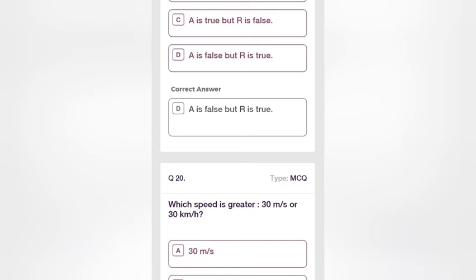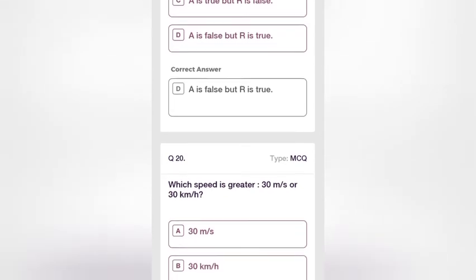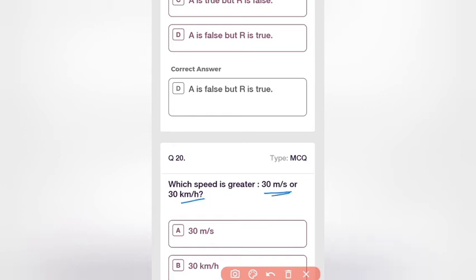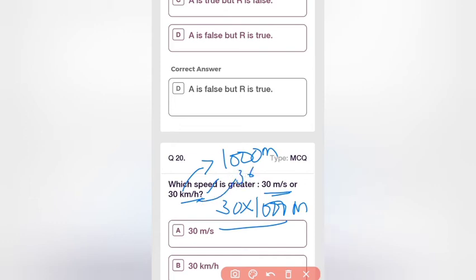Which speed is greater, 30 meter per second or 30 kilometer per hour? Either we have to convert kilometer per hour to meter per second or meter per second to kilometer per hour. I will convert kilometer per hour to meter per second. So 1 kilometer is equal to 1000 meter, so 1000 meter divided by 1 hour, which is 3600 seconds.